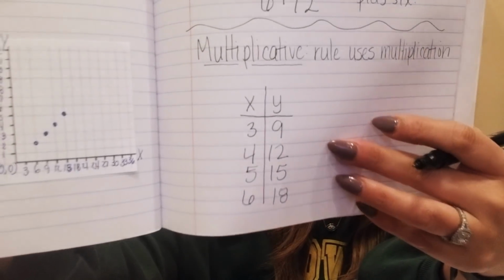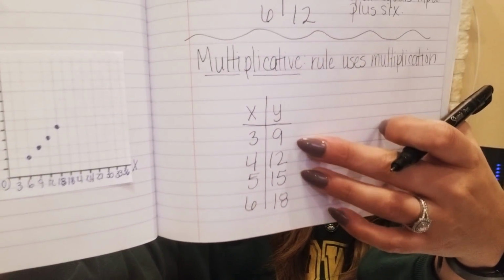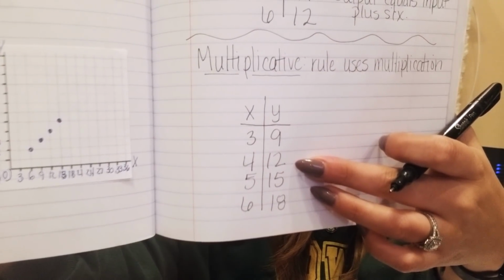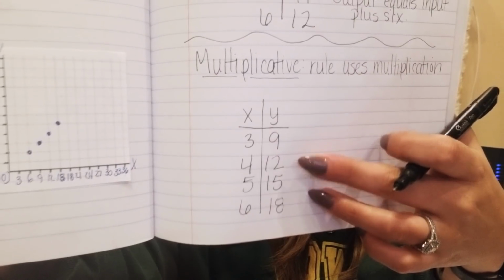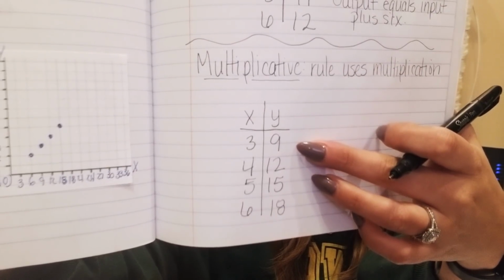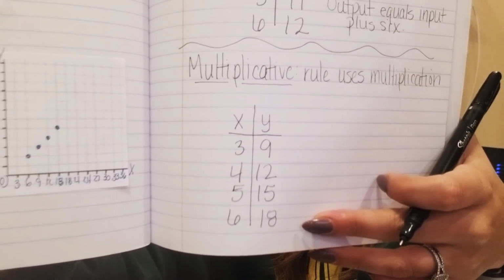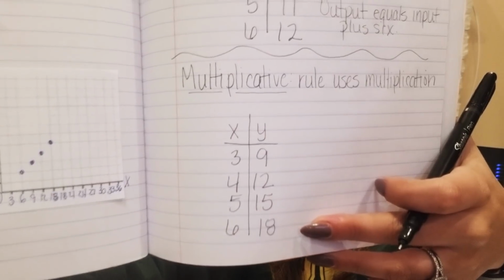So a person who's not paying attention could think again plus 6, but then if I go here, well, 4 plus 6 is 10, not 12. So that tells me that I'm multiplying. 3 times 3 is 9, 4 times 3 is 12, 5 times 3 is 15, and then 6 times 3 is 18. Okay, so now I'm going to write my rule.